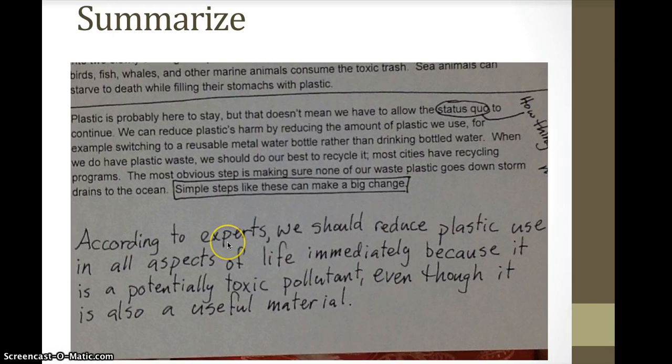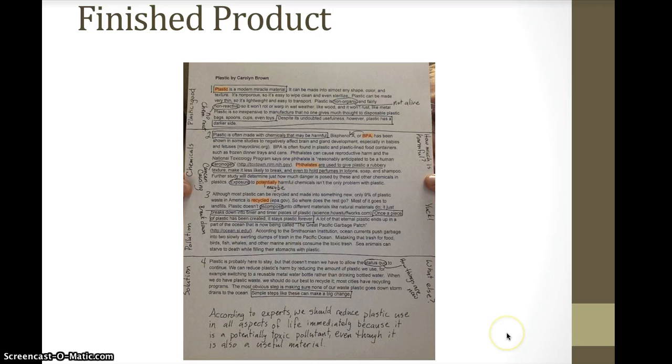According to experts, that's who, we should reduce plastic use in all aspects of life, that's what, immediately, that's when, because it is a potentially toxic pollutant, even though it is also a useful material. That's why. So it answers all of the questions. And here's our finished product.